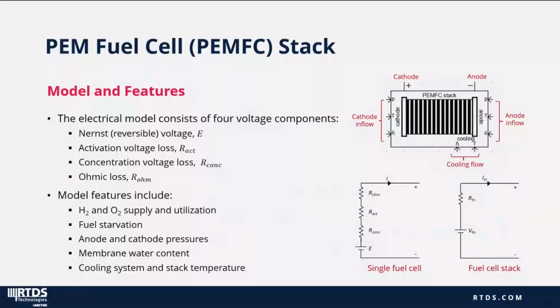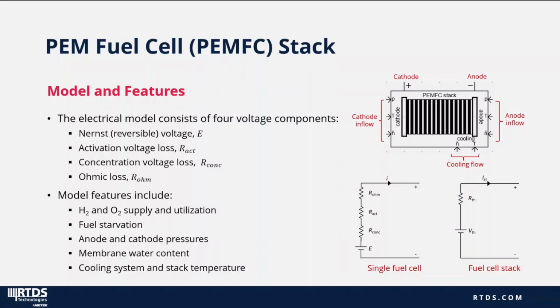This fuel cell represents its voltage using the equivalent circuit shown in this figure. It consists of 4 key voltage components. First we have the reversible voltage, which is modeled as an ideal voltage source. Then there are three types of voltage losses that are modeled as resistances.